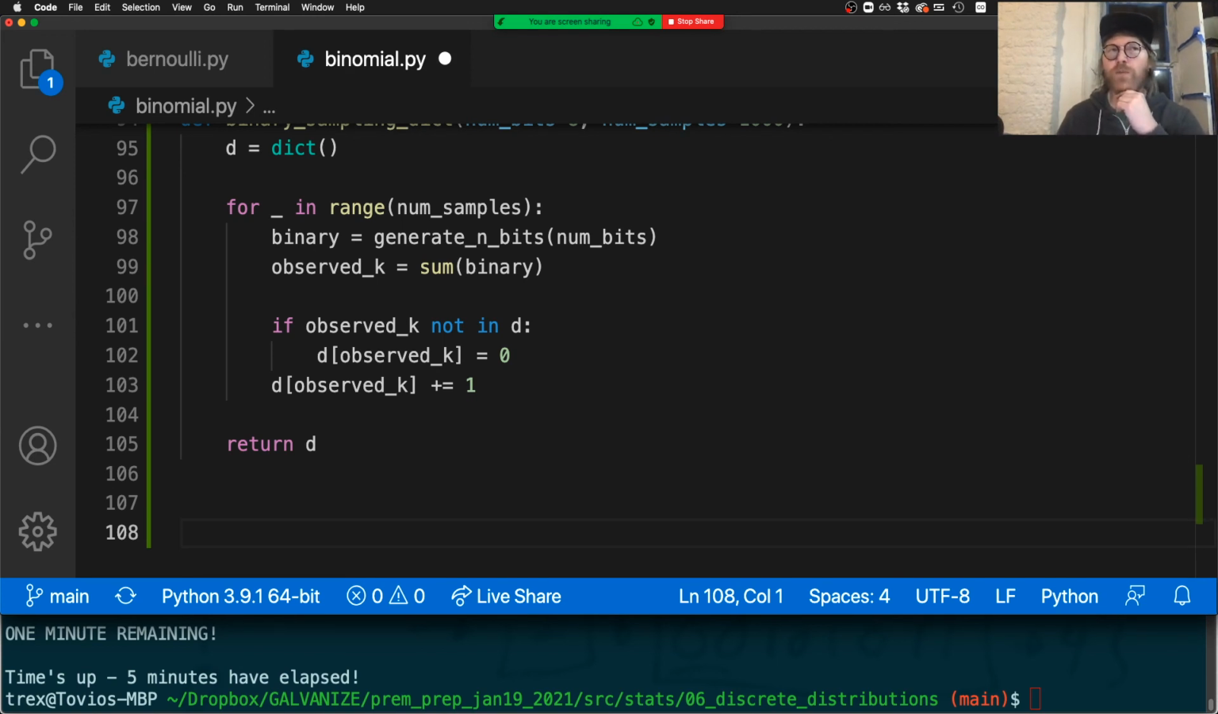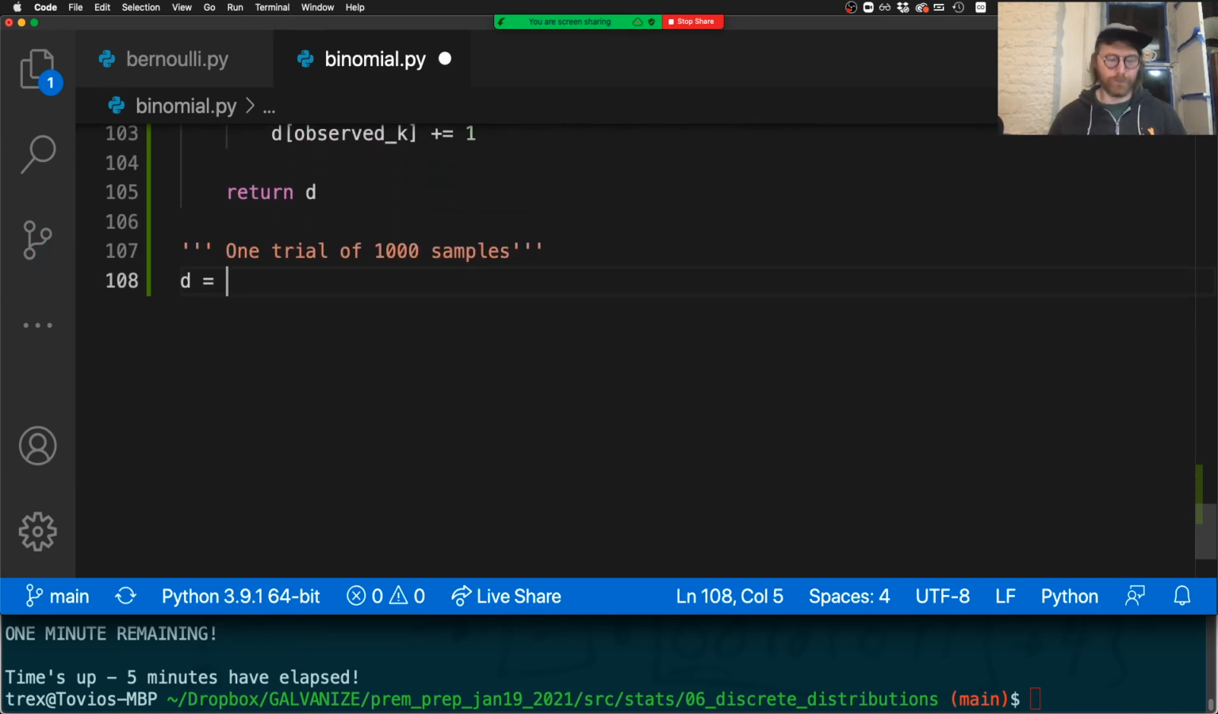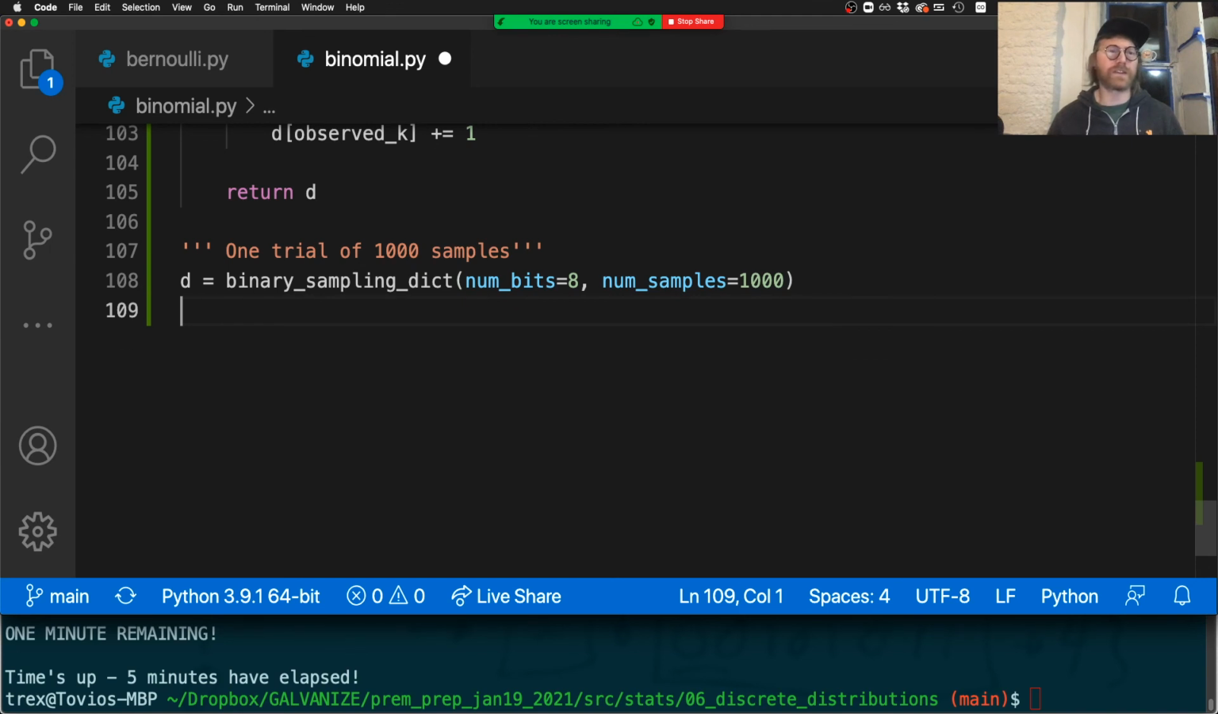I think we have time for one more breakout, but let's observe the result of this. I'm going to do one trial of 1,000 samples, and I'll just make this dictionary D. This is going to be binary sampling dictionary. We'll do 8. I think that's easy.